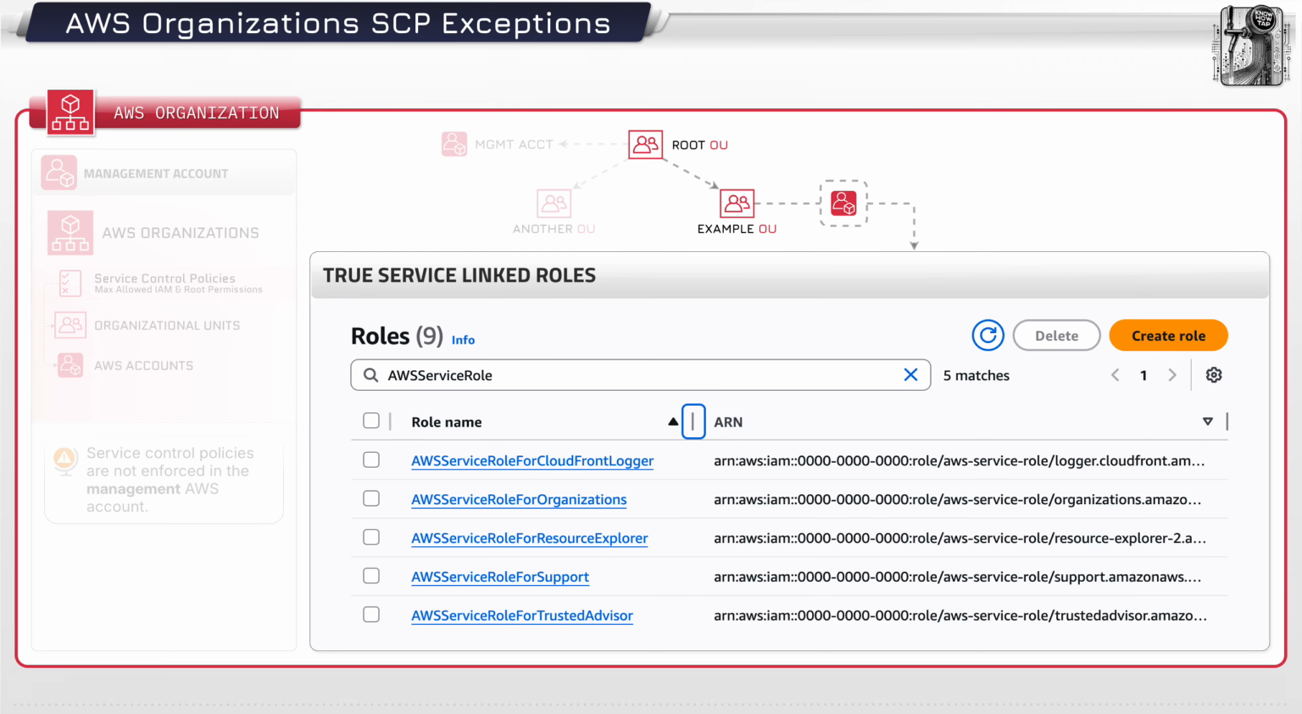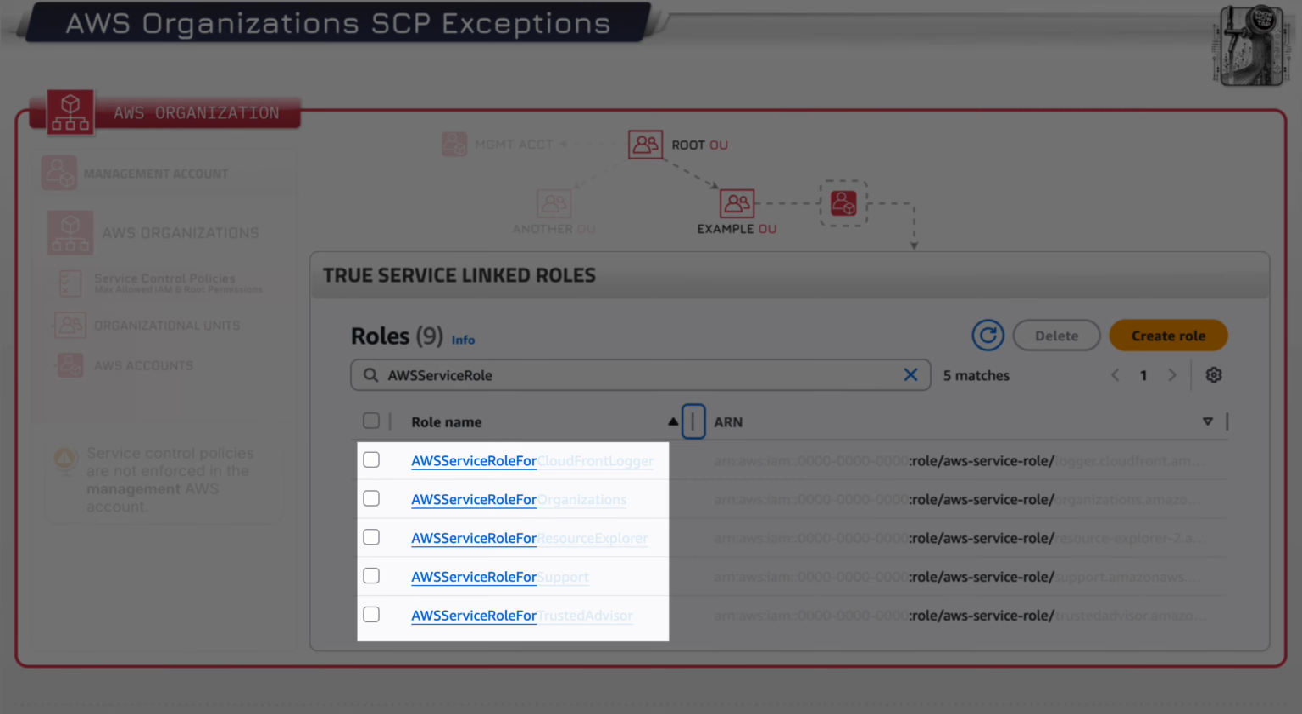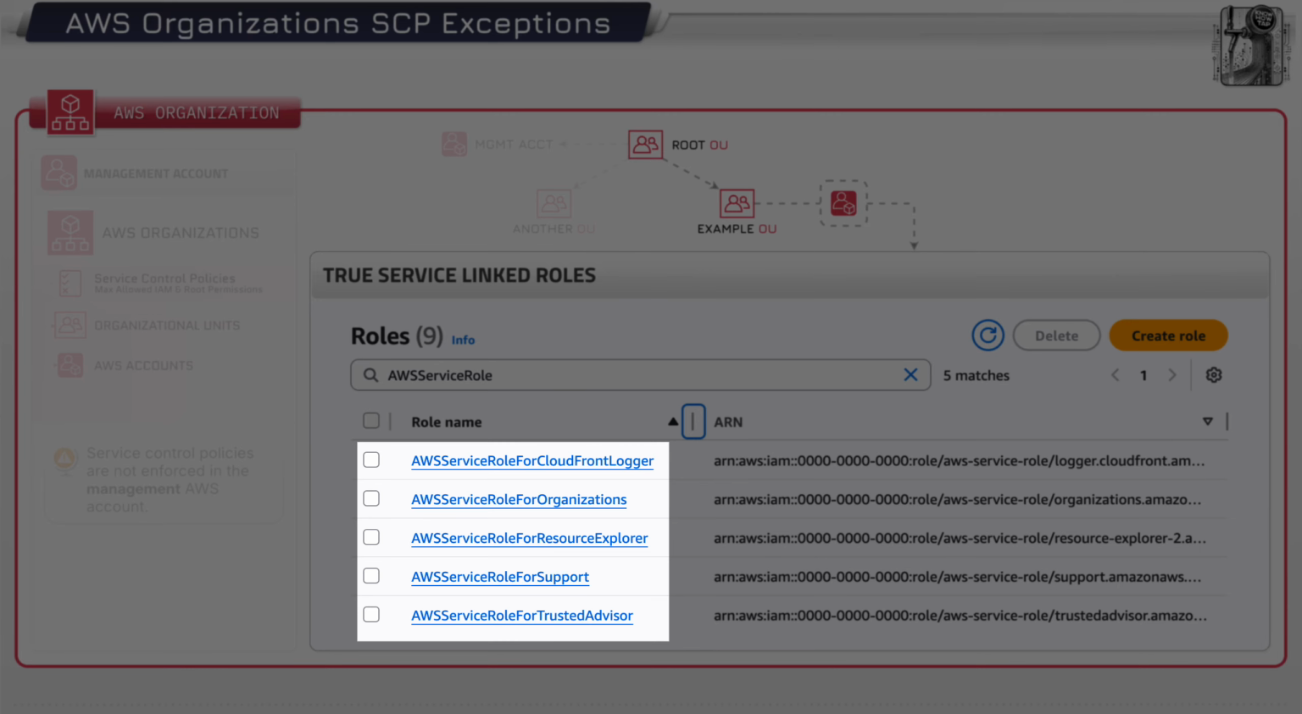Now, here are a few easy ways to spot a real service-linked role. There's a very specific naming convention. They always start with AWSServiceRoleFor, followed by the name of the AWS service.